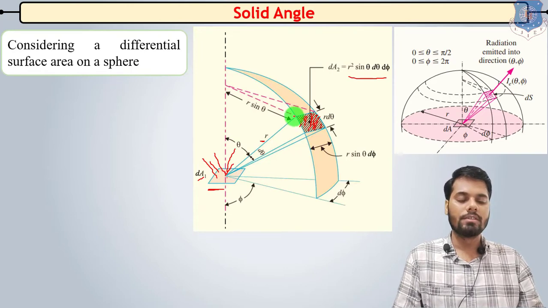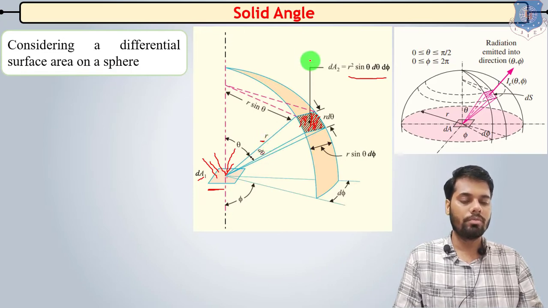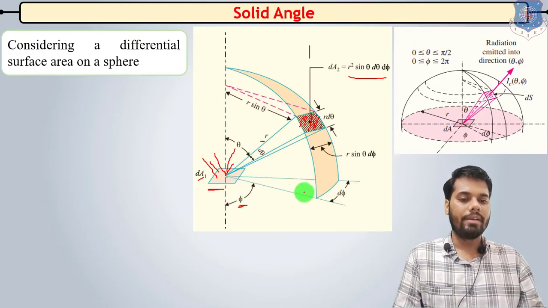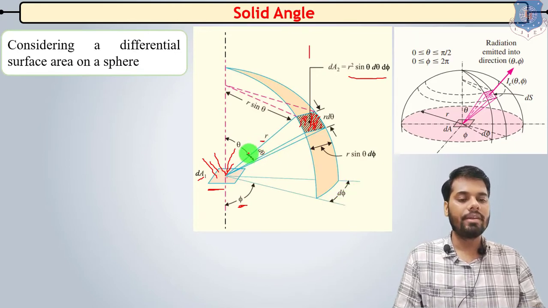Okay, because if we join the line between the center of the sphere to this differential area, the distance should be r. Take the top view projection of this area in the xy plane, and this angle would be phi, so this would become d phi. As this is r, and this angle is theta, this is r cos theta, and this side will become r sin theta.